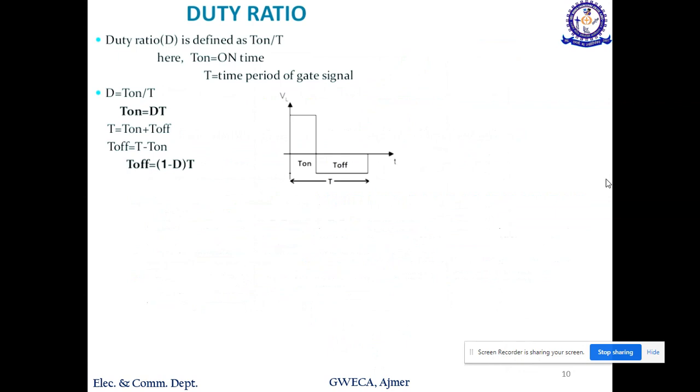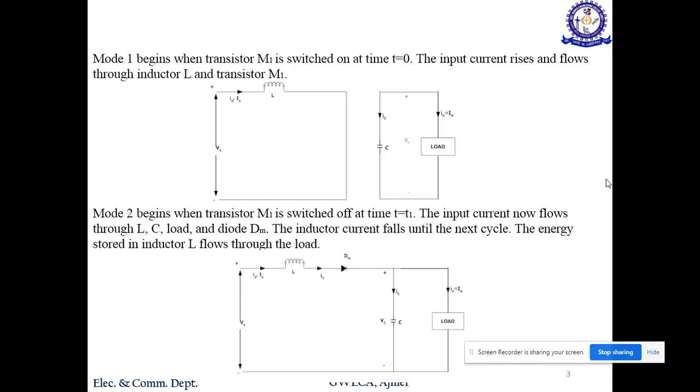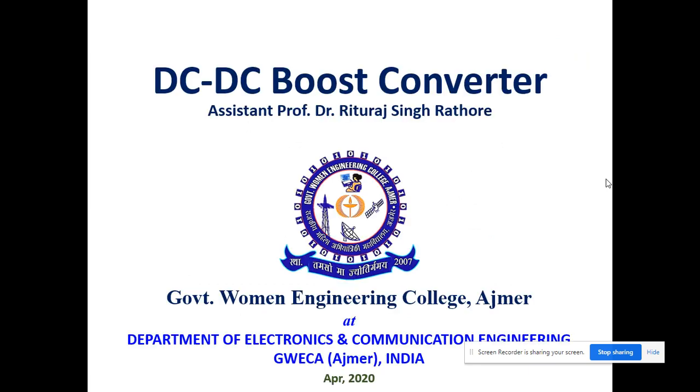Okay, thank you. Just I will summarize once again. Today we learned about the boost converter. In boost converter, it's just opposite to the buck converter. In buck converter, what was happening? The output voltage is always less than the input voltage. In boost converter, the output voltage is always just opposite, higher than the input voltage. So it's a step up.